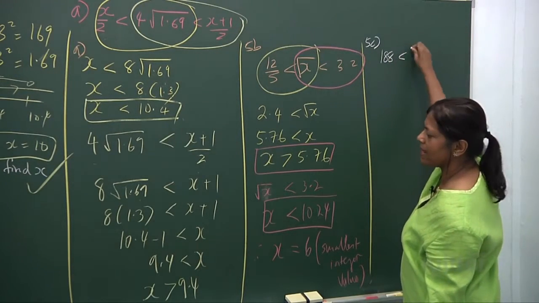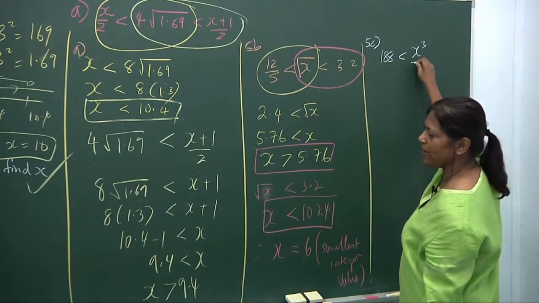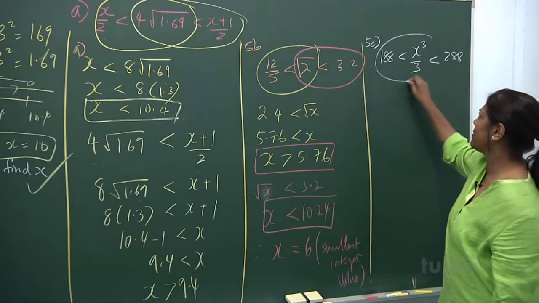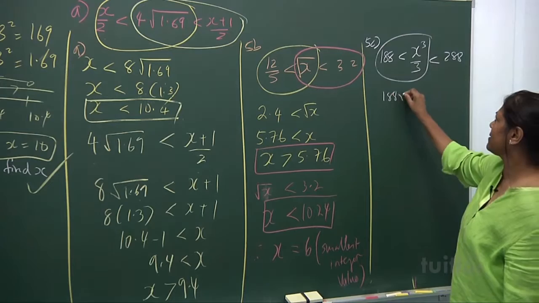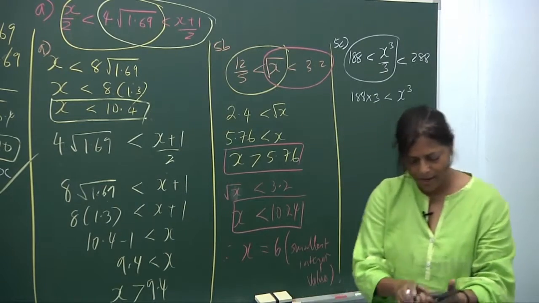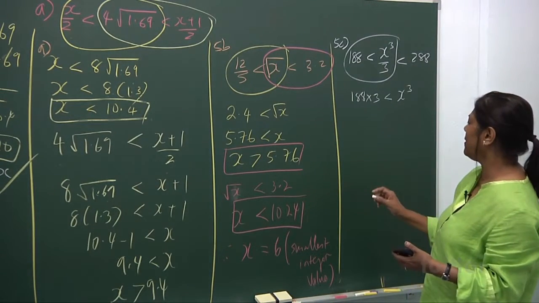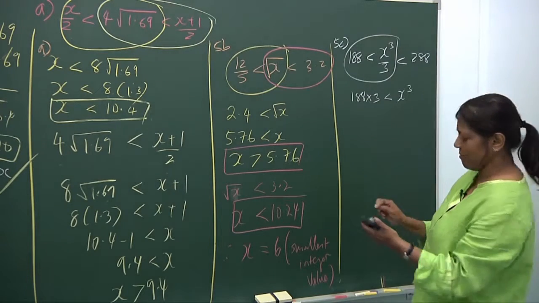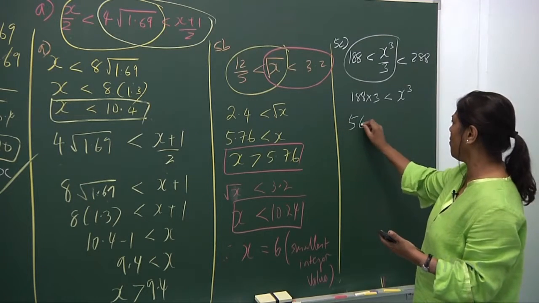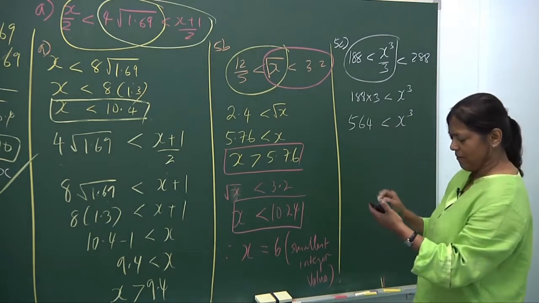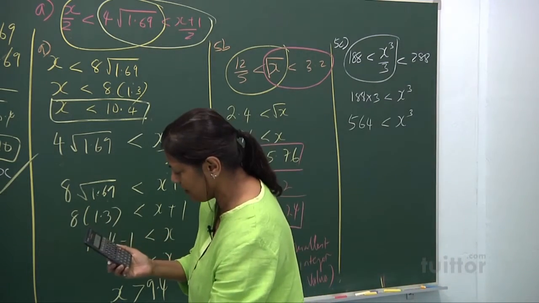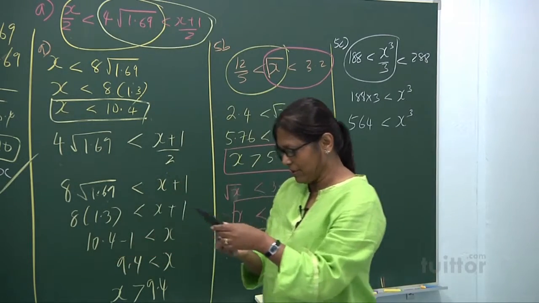188 is smaller than x cubed over 3. And this is between 288. Now look at this part of the sum. 188 times 3 is less than x cubed. If I were you, sometimes I would rather break it down, but never mind. 188 times 3, I get 564, is smaller than x cubed. Find the cube root of it. The cube root, I need my glasses on. Alright, cube root, where are you?